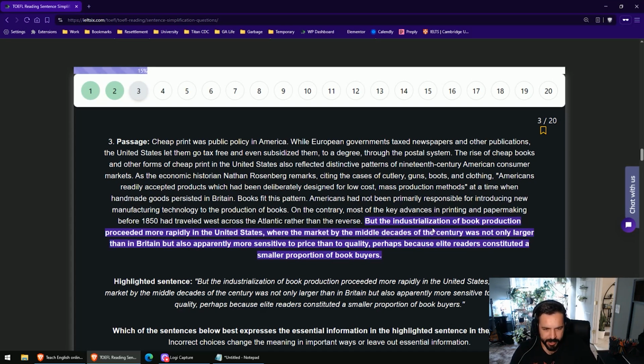But the industrialization of book production proceeded more rapidly in the United States, where the market by the middle decades of the century was not only larger than in Britain, but also apparently more sensitive to price than to quality. So they cared more about price than quality. Perhaps because elite readers constituted a smaller proportion of book buyers.